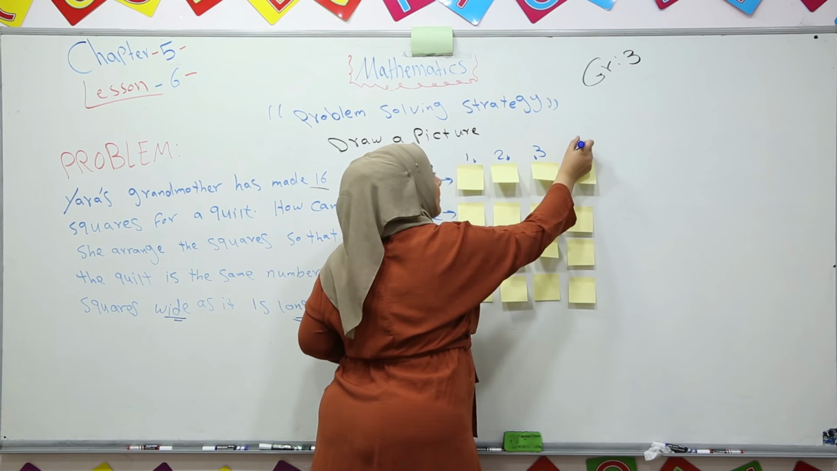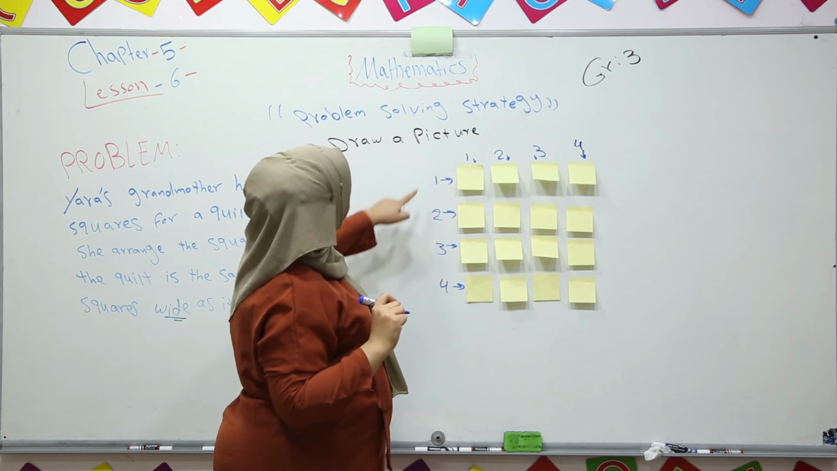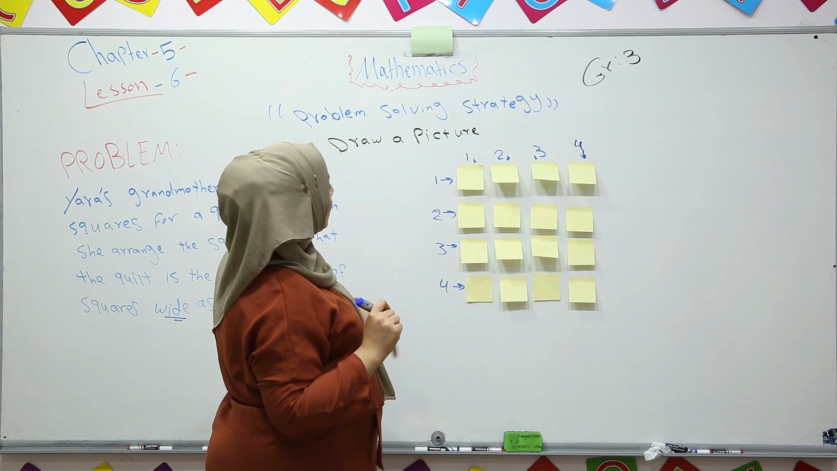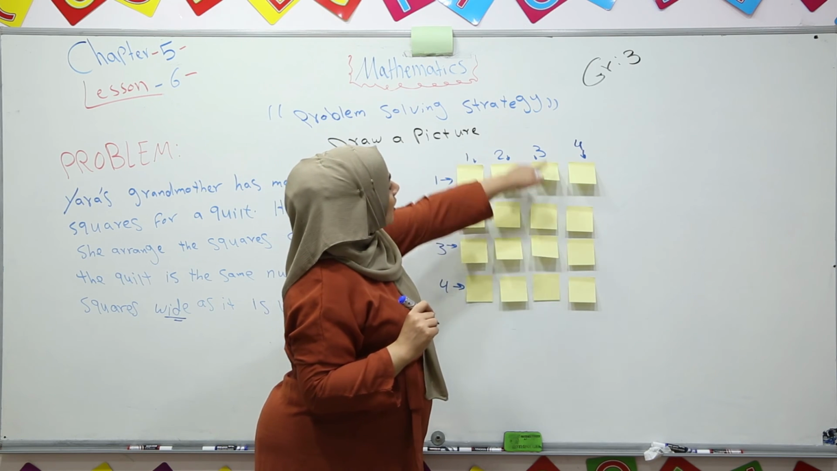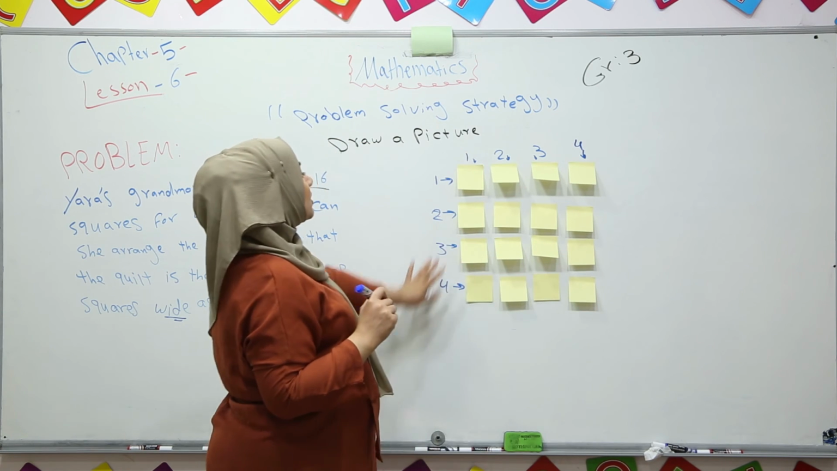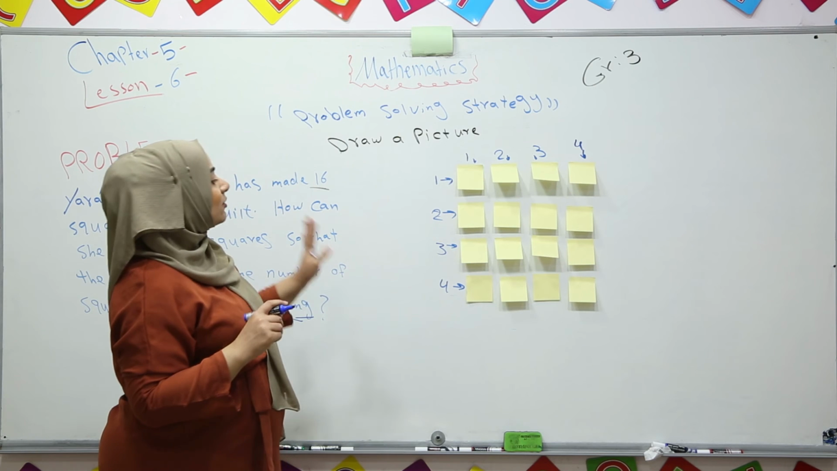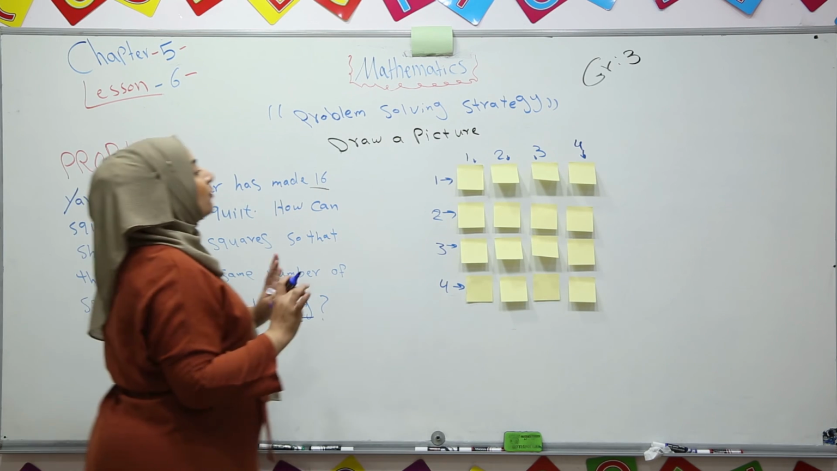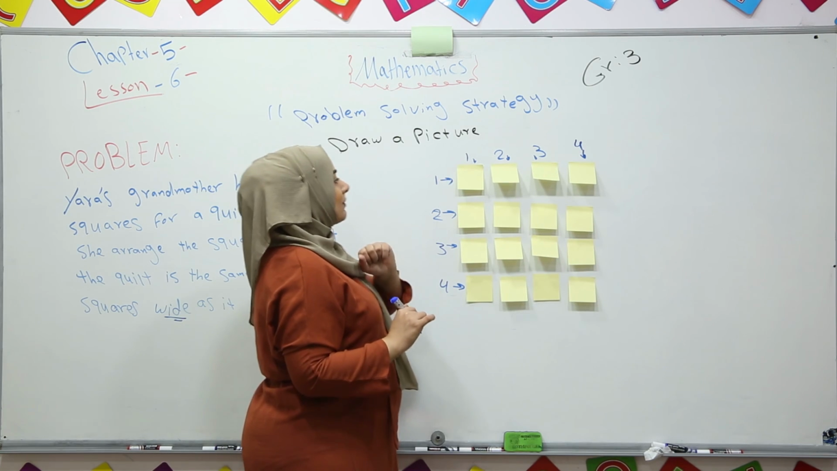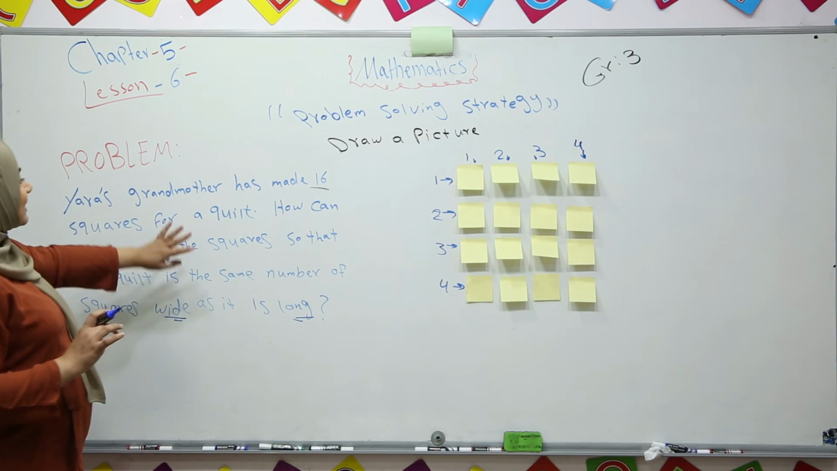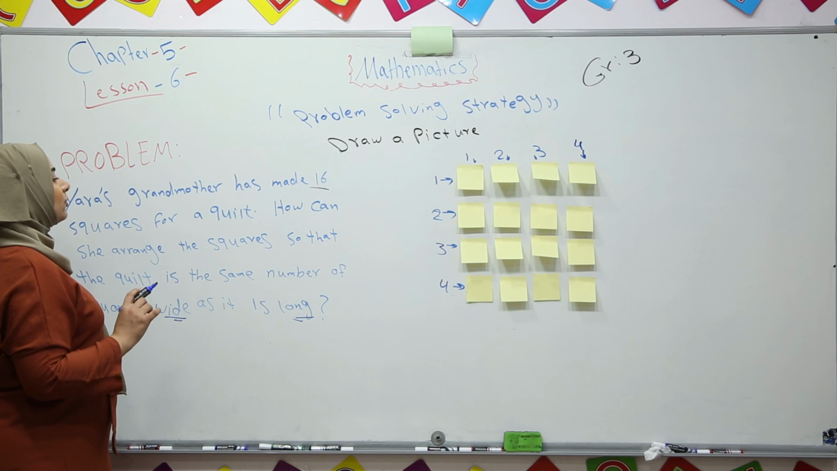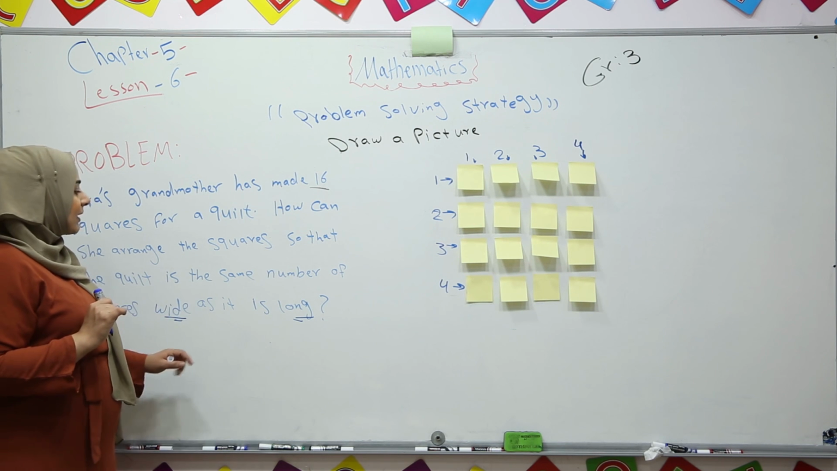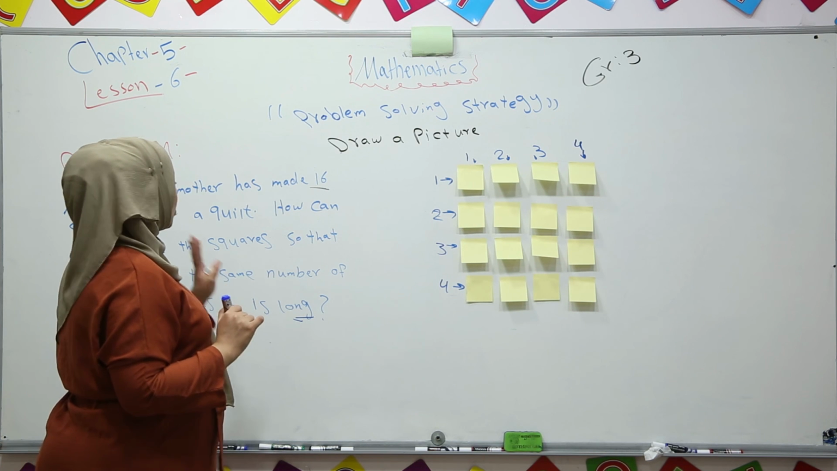Look at here, yes, now I also have 4 columns. 1, 2, 3, 4. Now I have 4 rows with 4 columns. So I used all the 16 squares, and I made an array with 4 rows and 4 columns. So we used all the 16 squares for making the quilt, and the squares of the width are as many as the squares of the length.